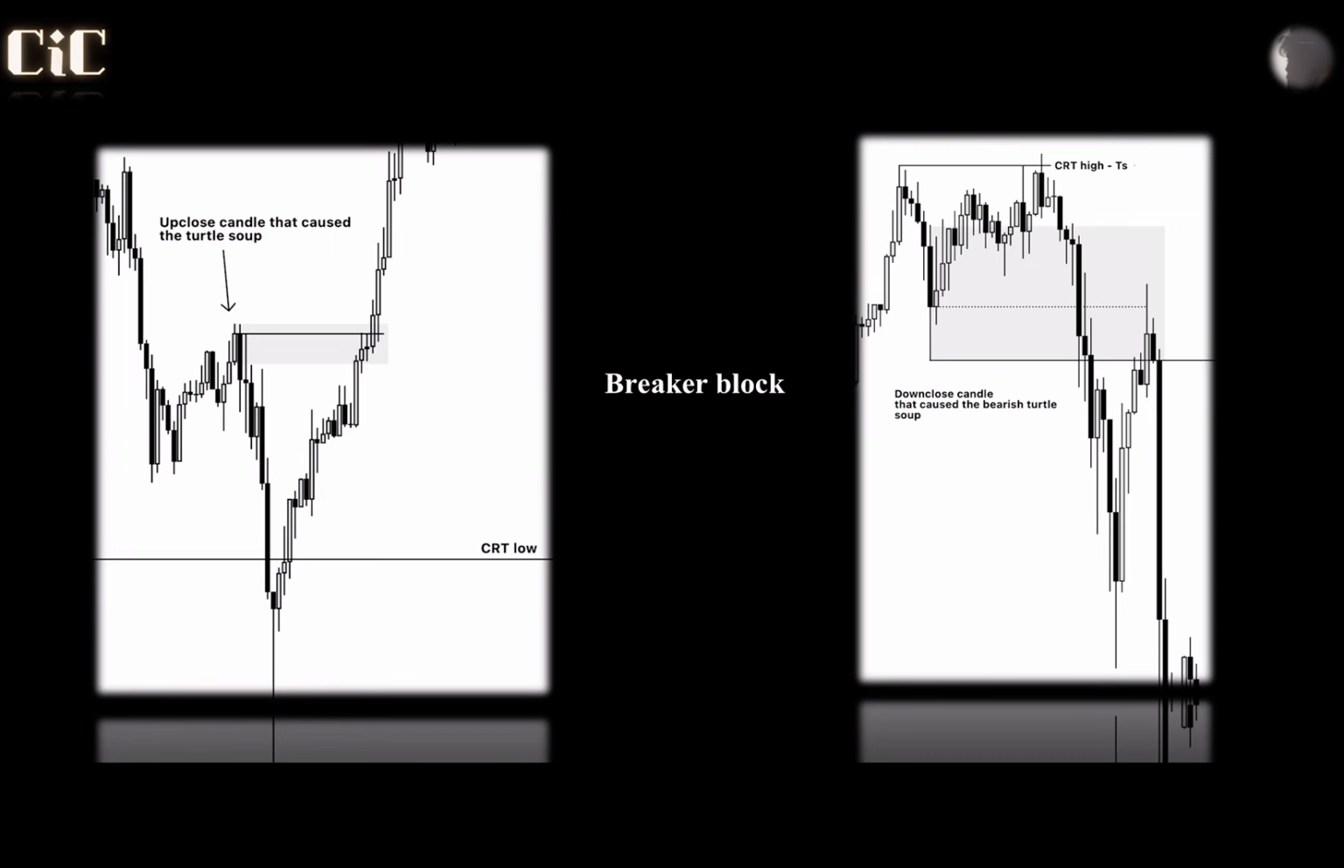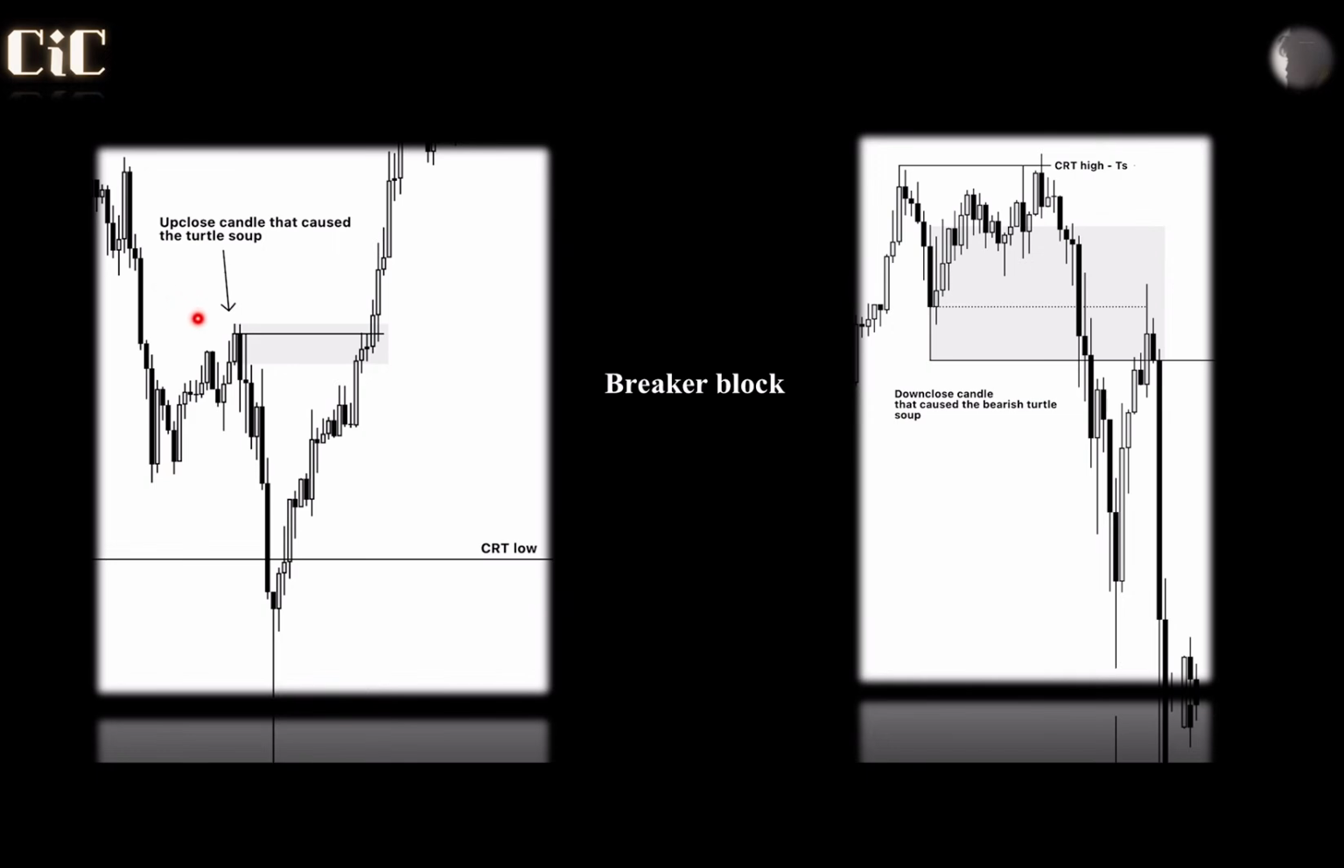Next up, we have the breaker block. Now we have the bullish breaker, and we have the bearish breaker. And the bullish breaker is the up-close candle that caused the bearish turtle soup. Right, so it's one specific candle. Again, remember the difference between what we do and what the other schools of analysis do. We're not here trading zones. We're not here guessing zones. We're not here like the supply and demand traders, like the market structure, ETFX, all those clowns. We're not like them. We trade specific candles, not zones.